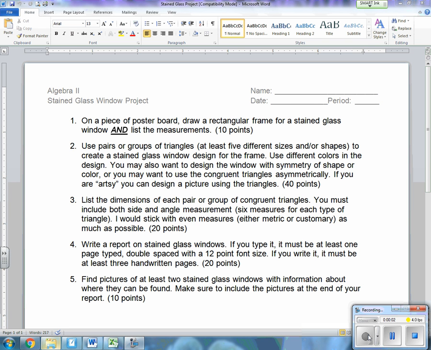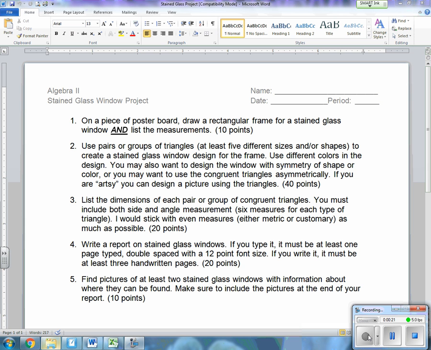All right, so this is your project for the 6 weeks. You are to do a stained glass window. On a poster board, you need to draw a rectangular frame for a stained glass window, and you also need to list the measurements. So you need to measure out what the length and the width are, and you need to list that.